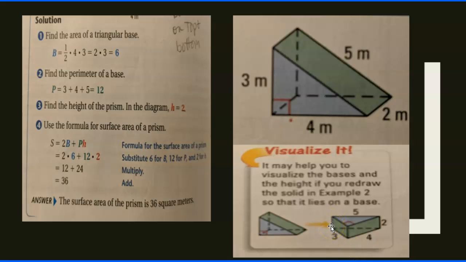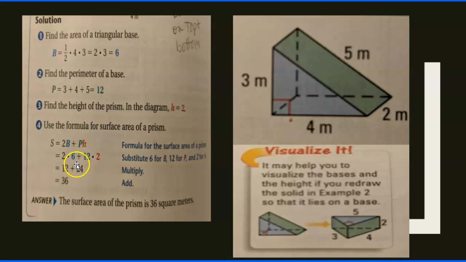So it really is helpful if you lay this prism on its triangular base, not allow it to stay on the rectangular piece. So then we're going to use our formula to find the surface area for this prism. And that formula is surface area equals 2 times base plus the perimeter times height. It's just algebra. We now just stick in values for those letters.